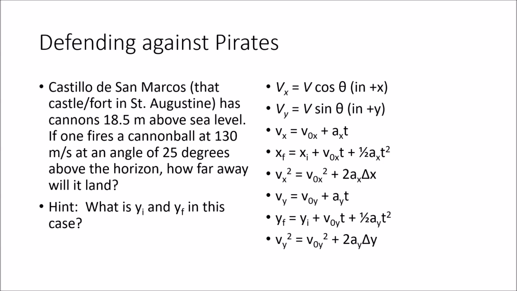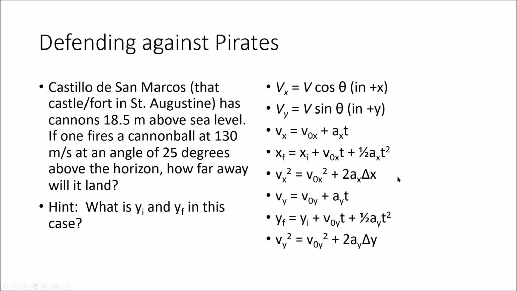If you fire a cannonball at a speed of 130 meters per second at an angle of 25 degrees above the horizon, how far away will that cannonball land? Now, of course, this is assuming that it hits the water in the ocean, and you can deduce from that what the y and such have to be.